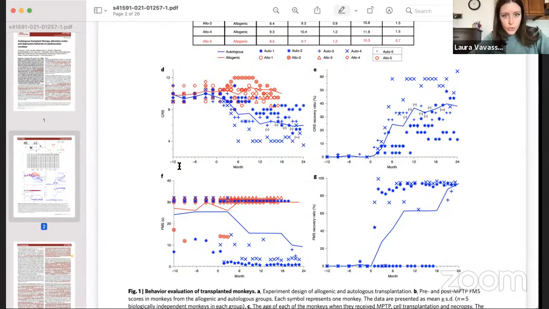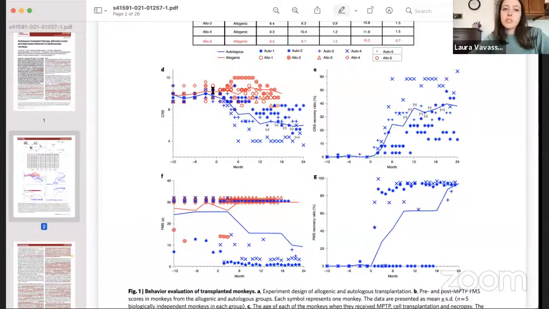And what you can see in these graphs is that the 0 represents the time in which the animals got the cell transplant, meaning that the previous 12 months was a period in which they were already intoxicated with MPTP. So they already showed symptoms related to Parkinson's disease, because also for the CRS, the higher the value, let's say the more evident were the symptoms related to PD. So for both groups, they have these very accentuated symptoms of PD.